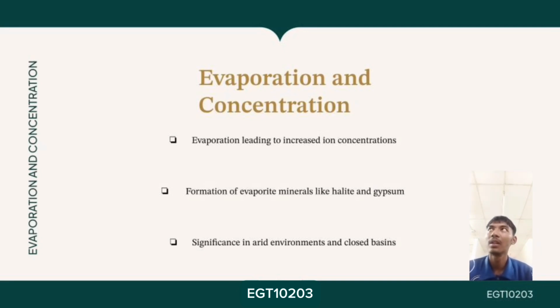This is how we get mineral-rich deposits, especially in areas where water cannot drain away. The process leads to the formation of evaporite minerals like halite, which is essentially rock salt, and gypsum, which is used in things like plaster and drywall. These minerals form in layers and can be important indicators of ancient climates.